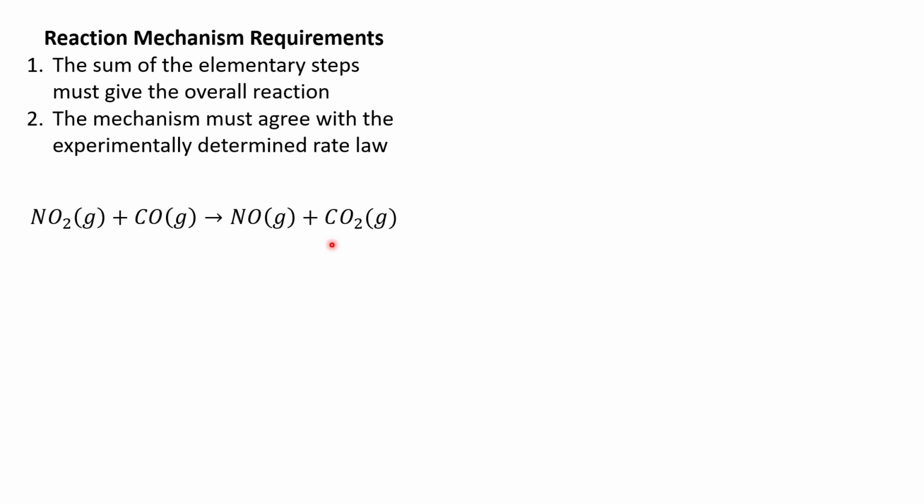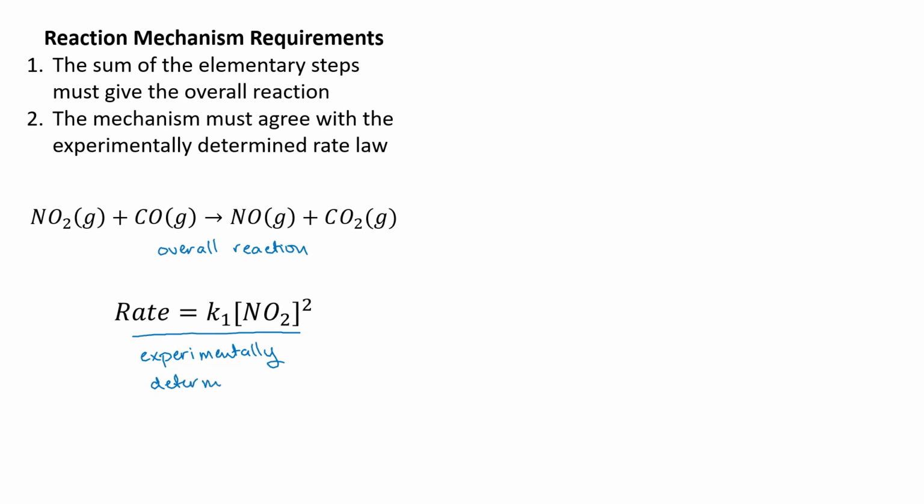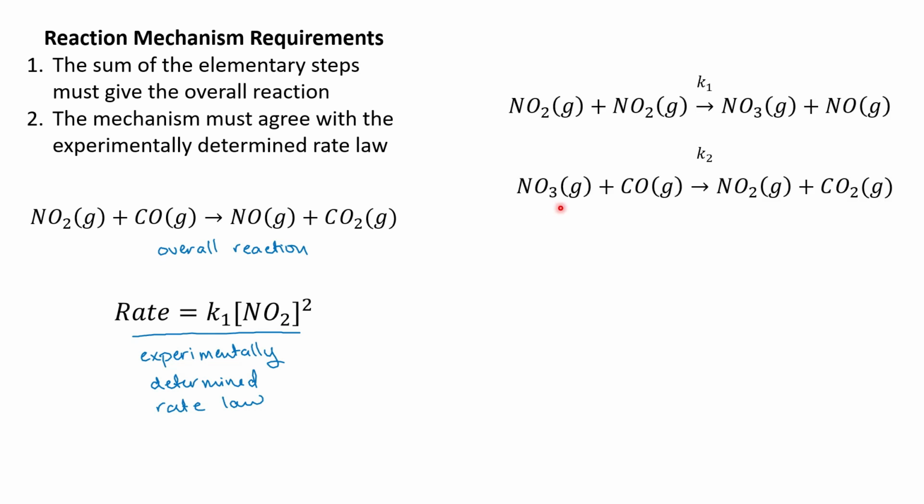in the previous slide. So let me label this. This is our overall reaction. And we're also given the experimentally determined rate law right down here. So the first thing I'm going to deal with is our first requirement, that the sum of the elementary steps must give the overall reaction. So I am just going to write my two elementary steps right here. Again, these were shown on the previous slide. If I add these two reactions together, do I get my overall reaction?